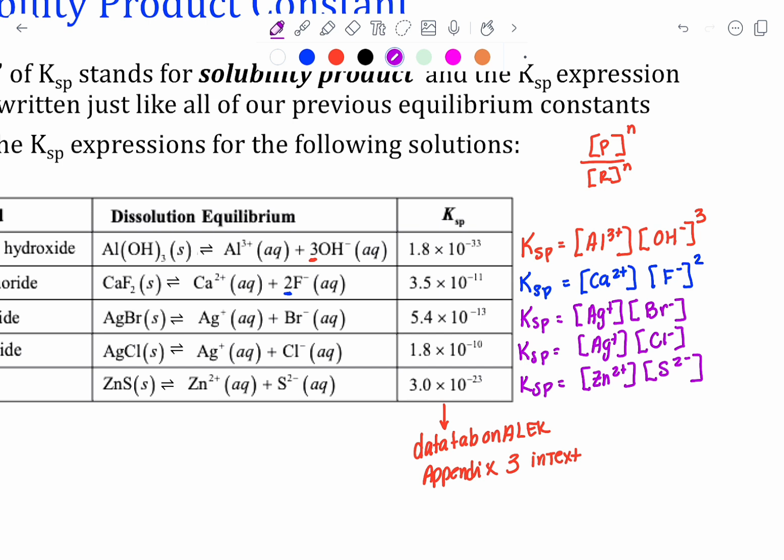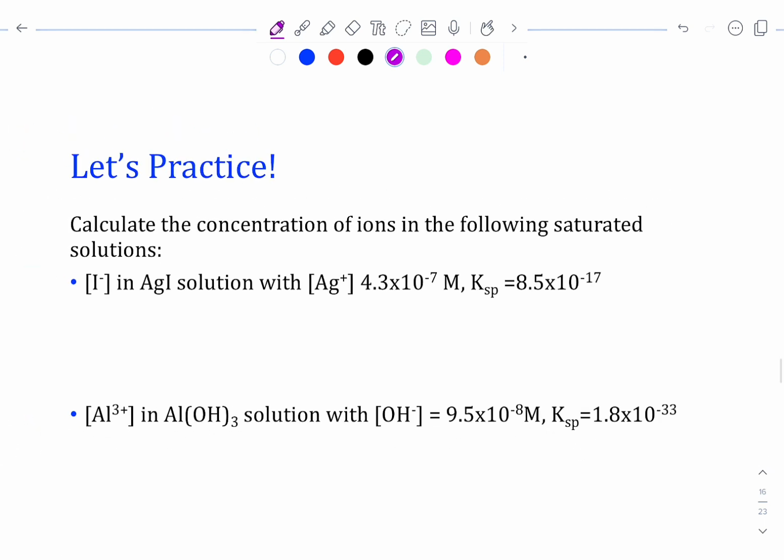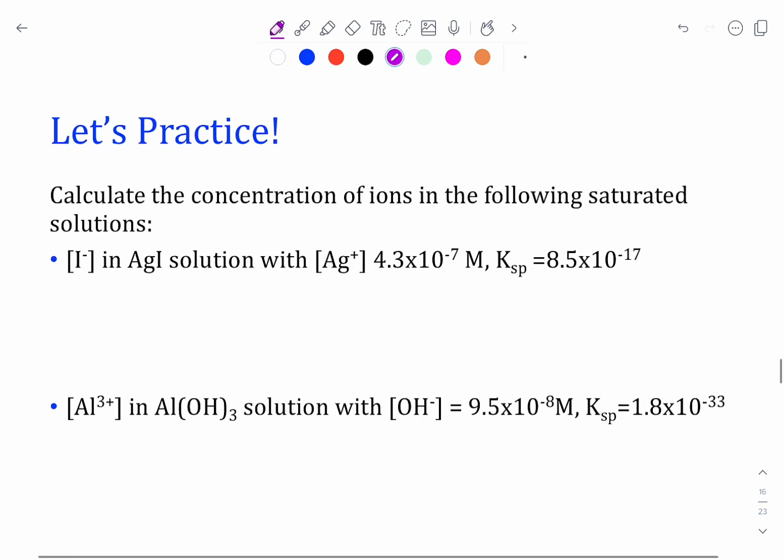So if we know the KSP expression, and we know KSP is a constant, if we know one of the other concentrations in that expression, we can solve for the unknown concentration. It becomes a 3-value problem where 2 are known and 1 is unknown. So let's practice using those KSP expressions and solving for concentrations.